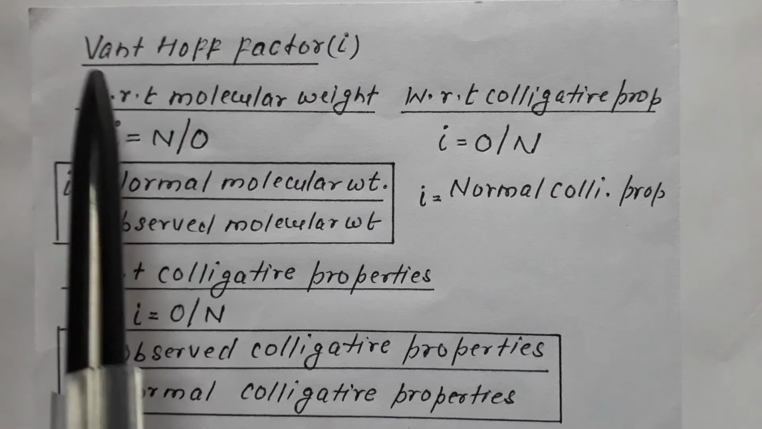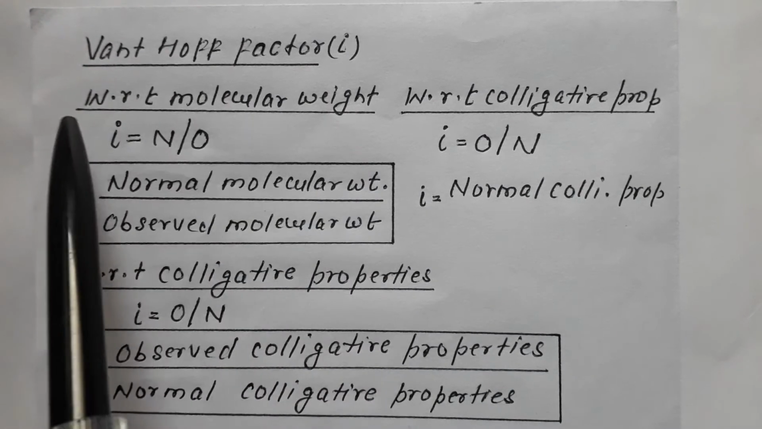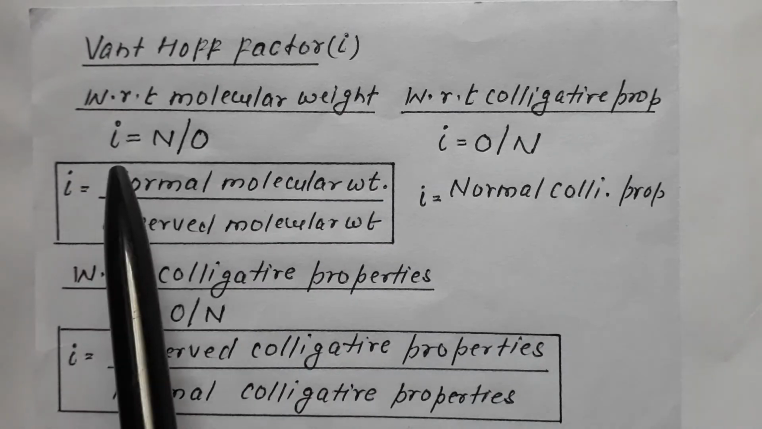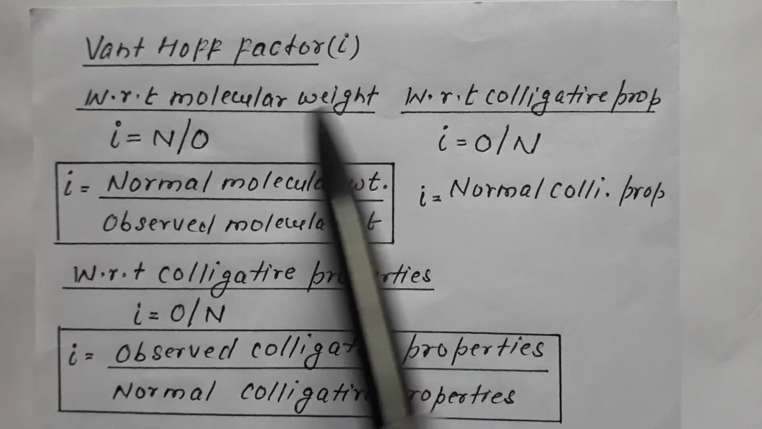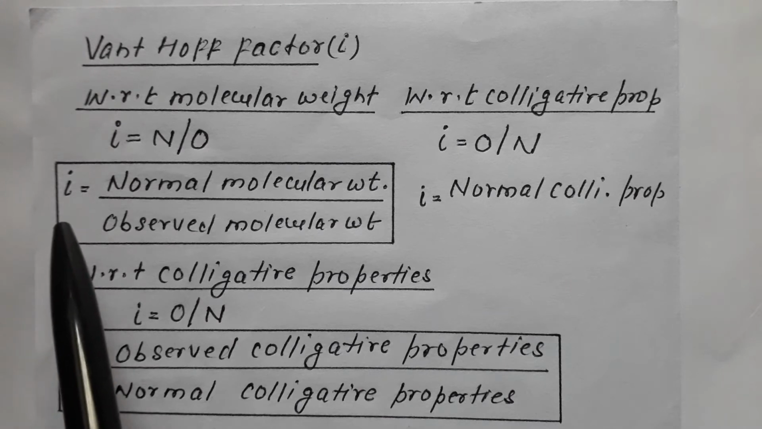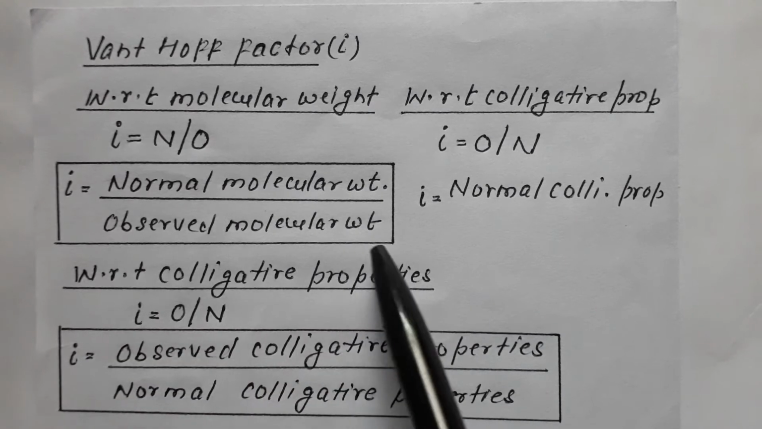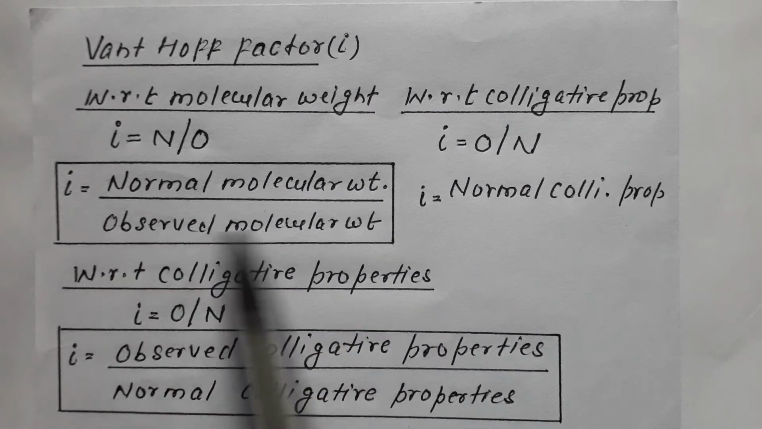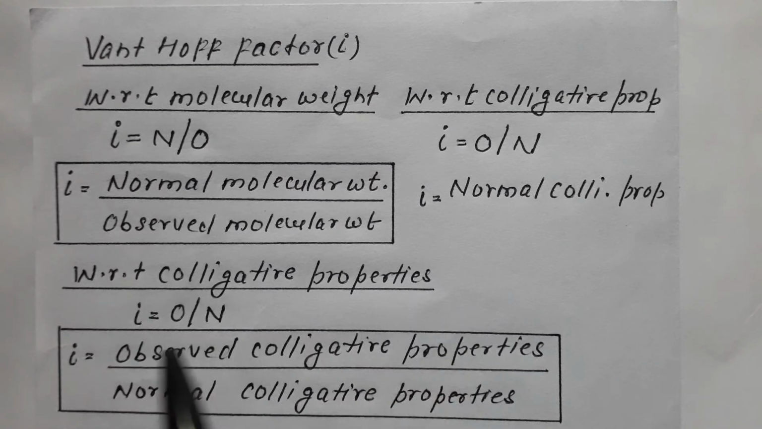Now Van 't Hoff factor, which is represented by i, with respect to molecular weight, i is equal to N by O, that is, i is equal to normal molecular weight upon the observed molecular weight. With respect to colligative property, i is equal to O by N, that is, observed colligative property upon the normal colligative property.